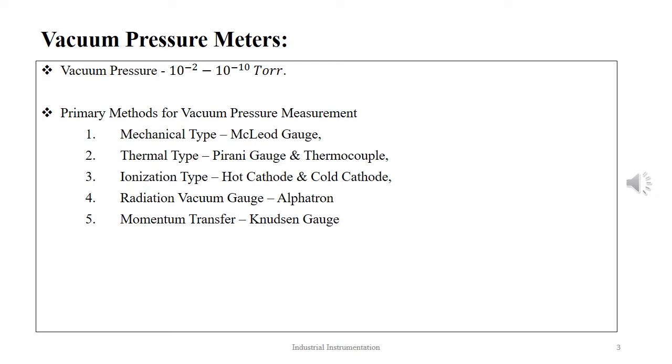Then we have Pirani gauge and thermocouple gauge, which are thermal type gauges. We have ionization gauge, under which we have hot and cold cathode types, which are again ionization type gauges. We have Alphatron gauge, which is an alpha particle radiation type gauge. And lastly, we have Knudsen gauge, which is a momentum transfer type device.